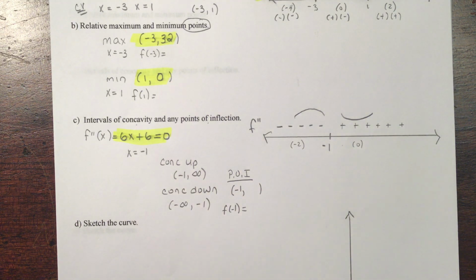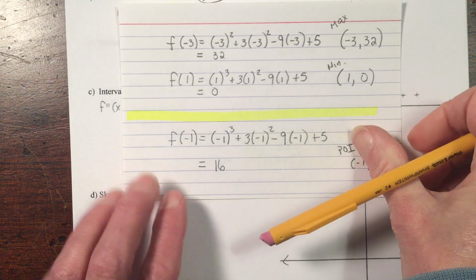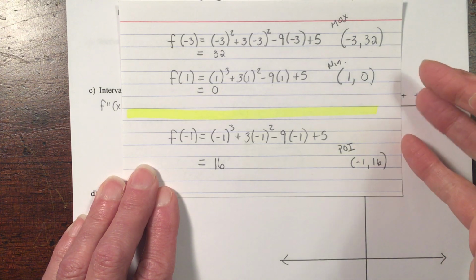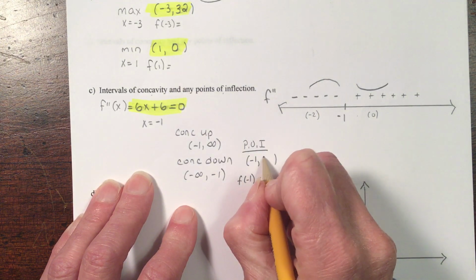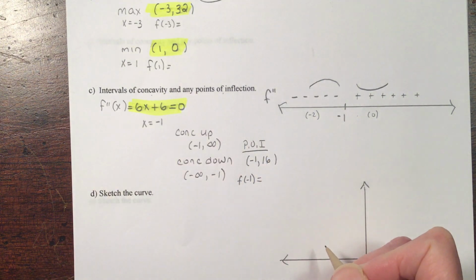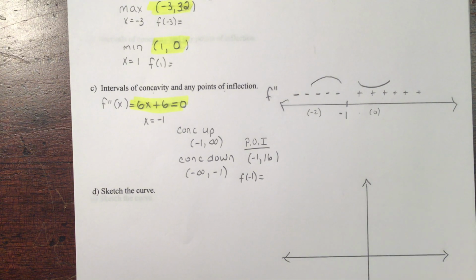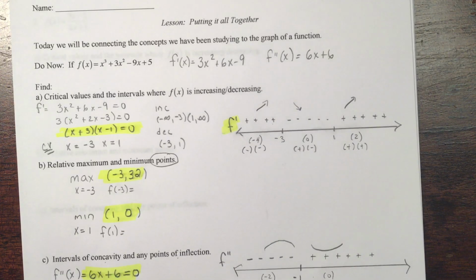into my function. When I plug -1 into my function, I wind up getting a y value of 16. Therefore, the point (-1, 16) is a point of inflection on this curve. Okay. Now we're going to sketch this curve. Before I do, this is going to seem a little weird, but bear with me.